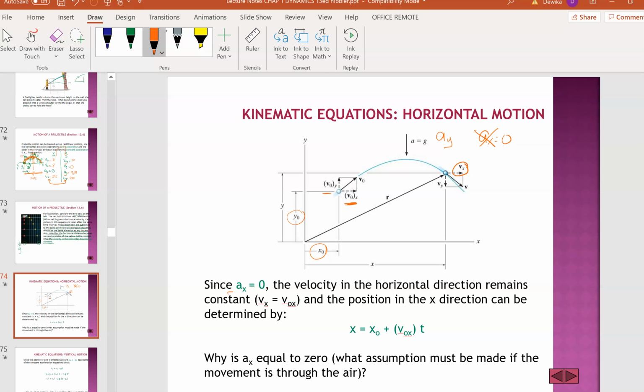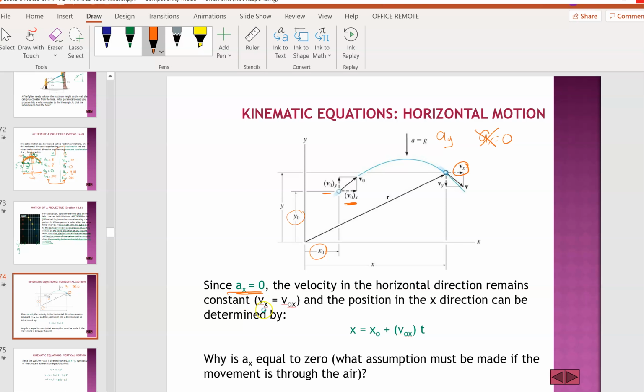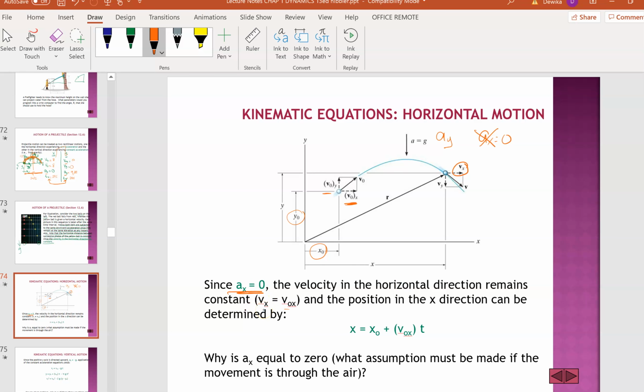Can you see this? Since ax is 0, the velocity of the horizontal remains constant. So v naught x, vx will always be the same. So how do you calculate the x distance? For the whole x distance here, you take the initial x naught, because it's launching from here, plus the velocity here multiplied with the time, so you get the total x.